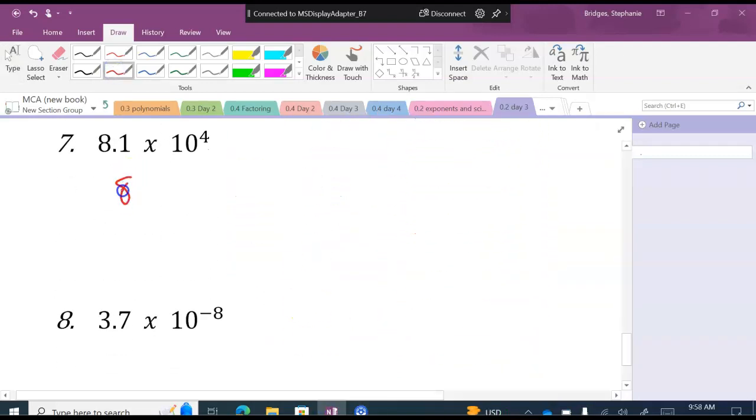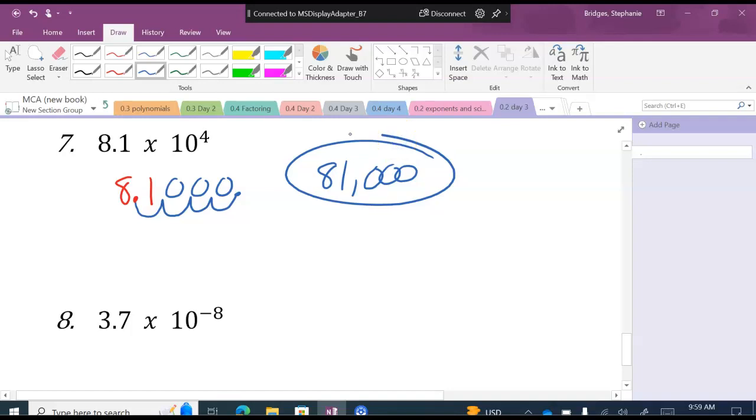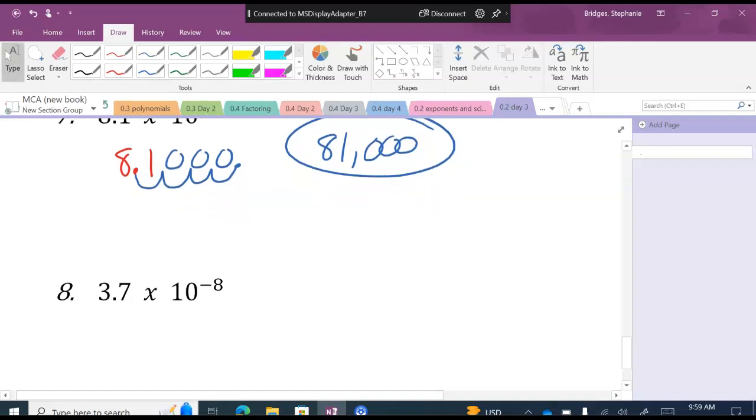For number 7, my number is 8.1. I want to move it 4 times which direction? To the right, because we're going bigger because it's positive. 1, 2, 3, 4. Fill in all of my zeros. And so I get 81,000 as my answer. Everybody okay with that one? Okay. And then if I have 3.7, oops, I'm not going to have space if I do it there.